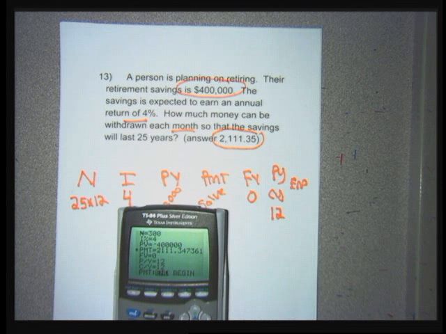Of course, $2,100 per month right now might be a decent amount of money. 25 years from now, $2,100 per month would likely not be that much money. So there are definitely many other factors to consider.